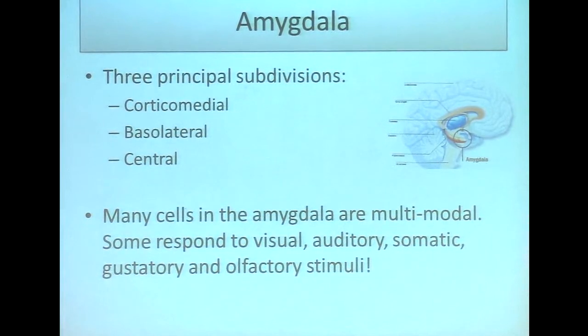Now, of course, when you think amygdala, you've got to think fear and you've got to think emotion. And you're going to be learning that there are three subdivisions of the amygdala: the corticomedial, the basolateral, and the central. Now, the interesting thing about the amygdala, and it's a very important part in our brains, is that many cells in the amygdala are multimodal. Many cells in our brain only accept one mode, for example, visual information or auditory information. But here, some of the amygdala cells respond to visual, auditory, somatic, gustatory, and olfactory stimuli. So very multifaceted little cells.